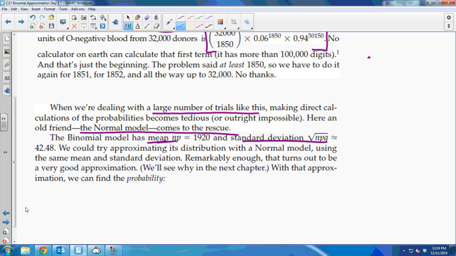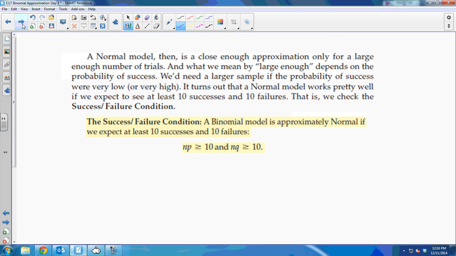We talked about that even though in chapter 6 we weren't calling them that, when we find areas under the curve, those are just probabilities, right? So it turns out to be a very good approximation for the binomial model. Okay? So we're going to put that into practice.